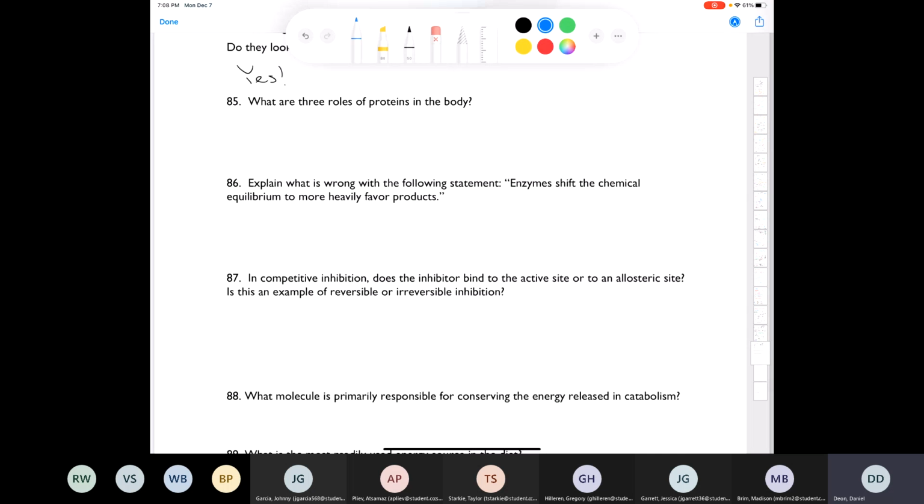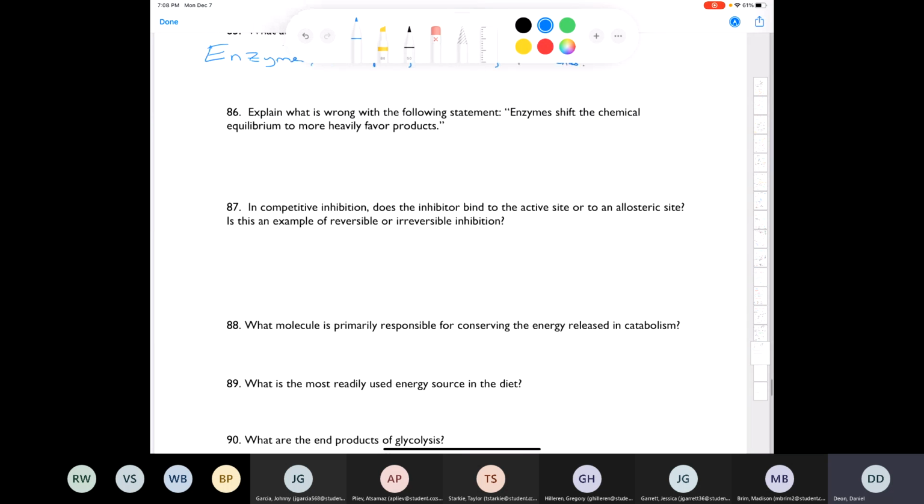What are 3 roles of proteins in the body? I wrote down a few different things here. I put enzymes, of course. I put transport, involved in oxygen transport, like for example, hemoglobin and myoglobin. And I also put antibodies, hormones.